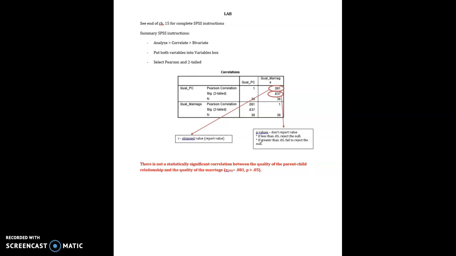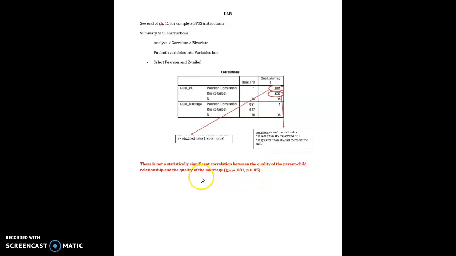The other important thing to note here is that, recall, when you report your findings, your final conclusion sentence needs to include the degrees of freedom. For whatever reason, SPSS doesn't give you the degrees of freedom, but it gives you the N. Recall for correlations, the degrees of freedom are found by calculating n minus 2. So you're looking at this third line here, and we see our n is 36, so we know that our degrees of freedom is 34.